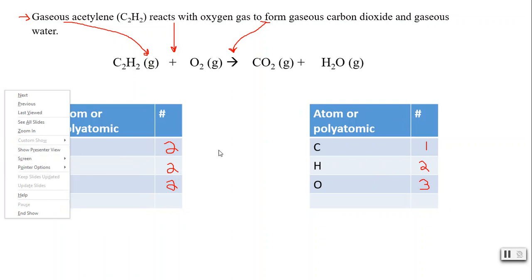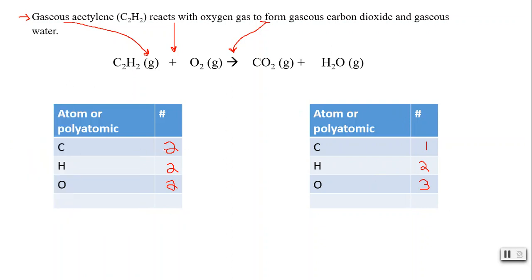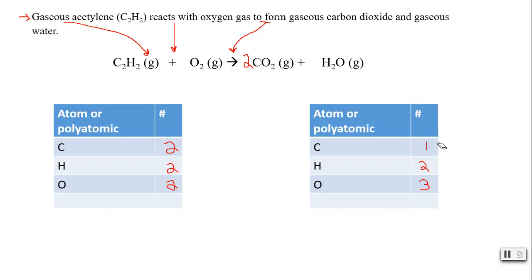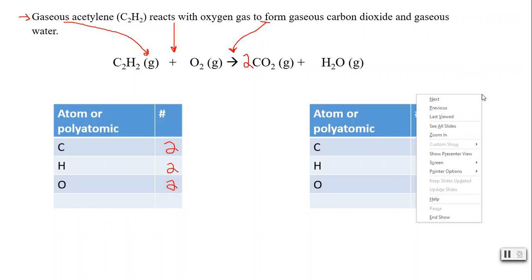So I see that I've got 2 carbons on my left side, only 1 on the right. So I'm going to start by putting a 2 in front of the carbon dioxide. And when I do that, then that changes my carbons and my number of oxygens on the product side.